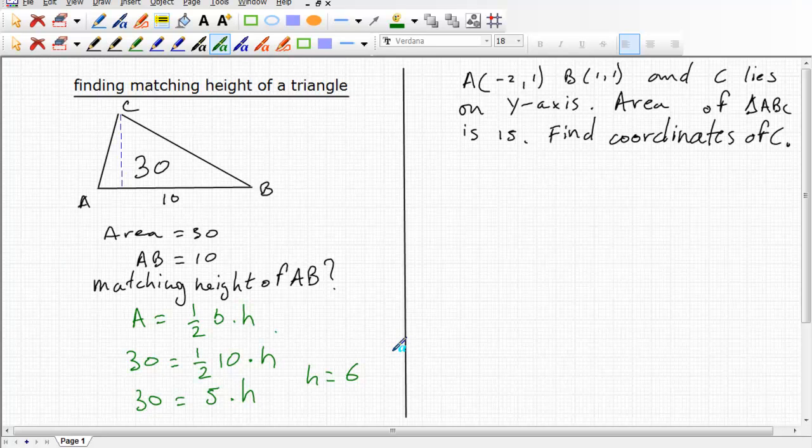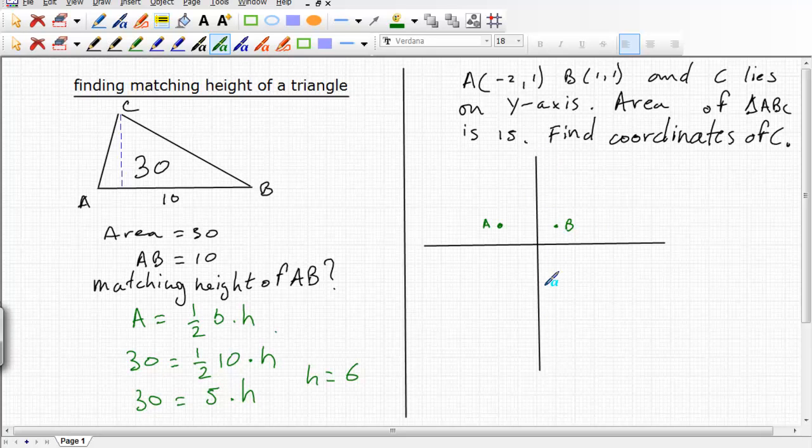Now, to get a feel for this problem, the thing to always do first is to plot, or to make a diagram, and at least show what you do know. And what do we know? If I use the color green here, (-2, 1) will be point A. I have B at (1, 1), which is this point B, and then C lies on the y-axis, so I can really put C anywhere here.